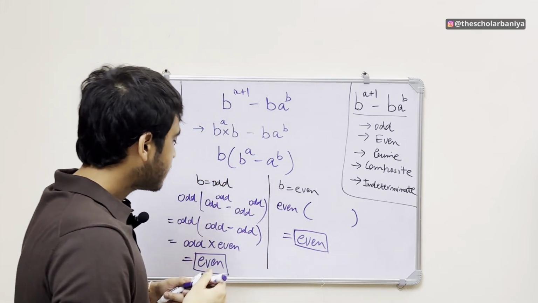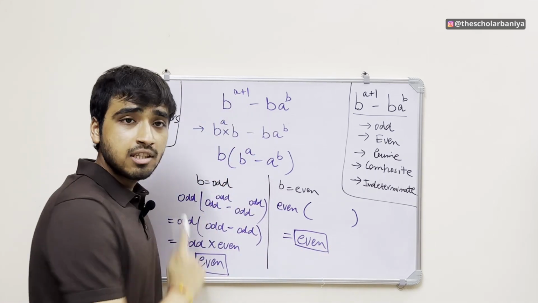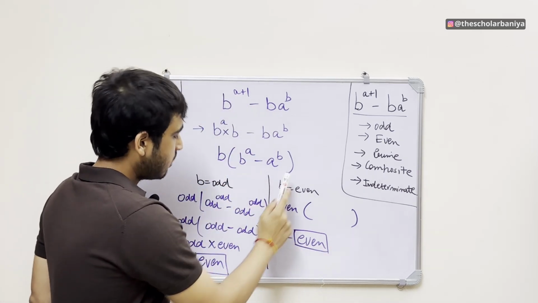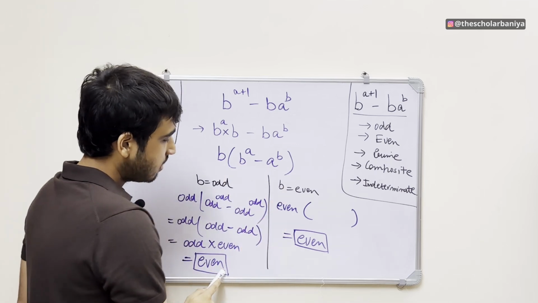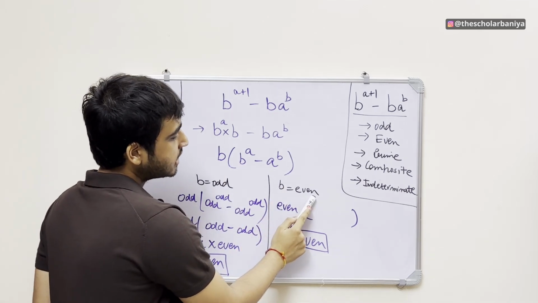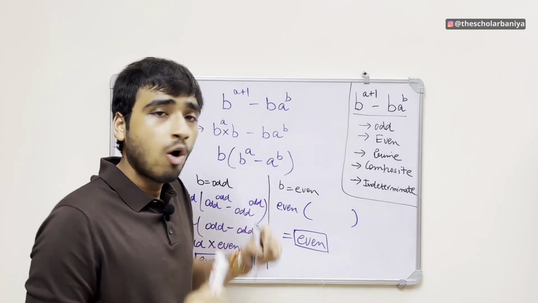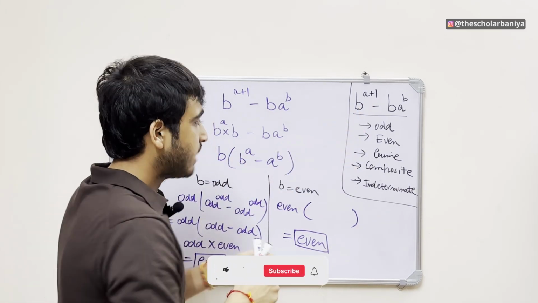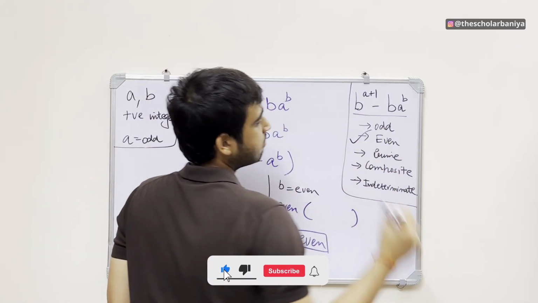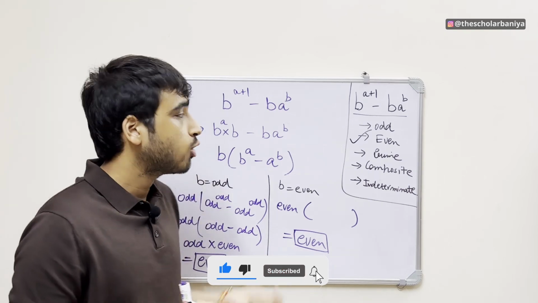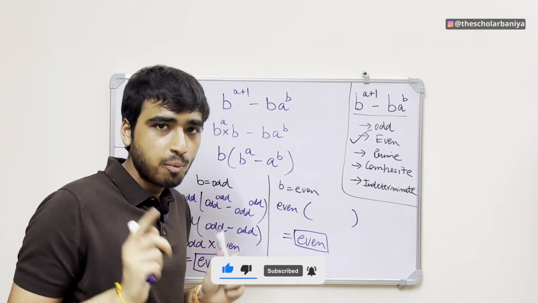So what I mean is that even if you take b is equal to odd, this thing will come even, and even if you take b is equal to even, this will still come to be even. So this is always even no matter what. That is why your answer is the B option, the second option, which is even. I hope this is clear.